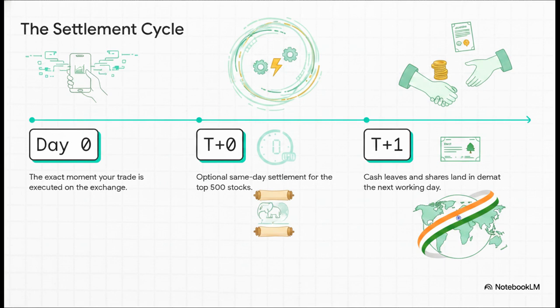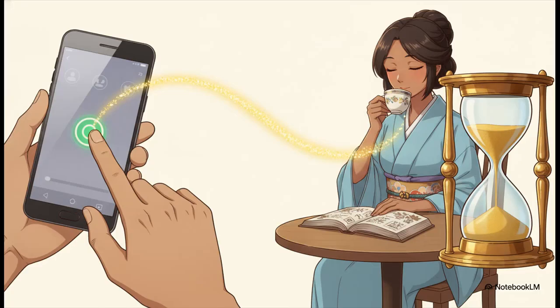And it gets better. SEBI has even started rolling out an optional same-day T+0 cycle for the top 500 stocks, and they're phasing that in through 2025. But what you really need to take away from this is that the moment of I clicked buy and the moment of I own it, it's fully settled, are generally 2 events that are a full working day apart.